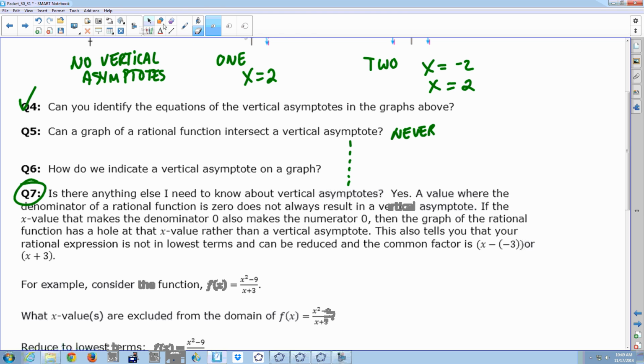Go ahead, Tom. Value where the denominator of a rational function is 0. Stop. Oh, no. Why'd she have to change life on me? A value where the denominator of a rational function is 0 does not always result in a vertical asymptote. Well, what the heck is going on? Right? Someone moved your cheese.